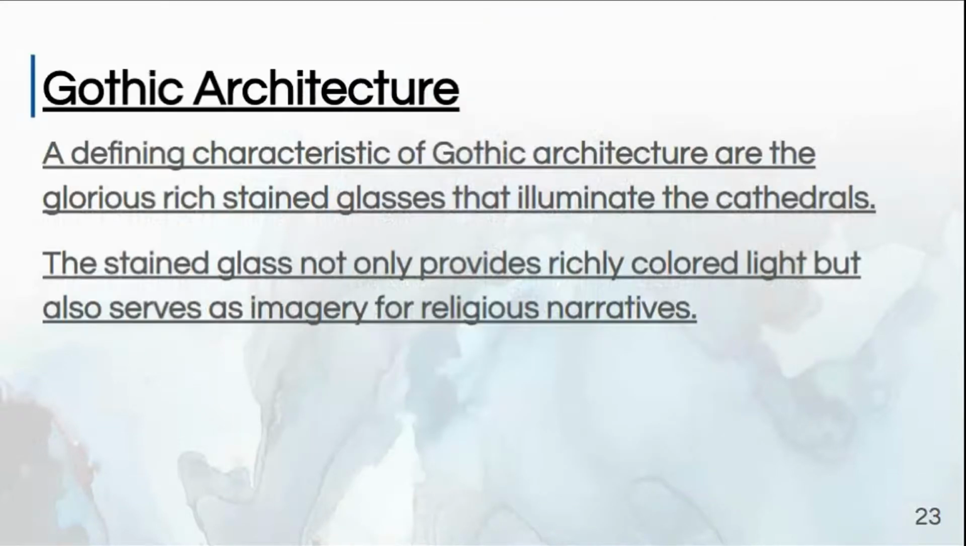So we've talked about ribbed vaulting, we've talked about flying buttresses, but really, Gothic architecture is all about the stained glass. And you need the flying buttresses and you need the ribbed vaulting in order to have this amazing amount of beautiful stained glass that exists in Gothic architecture. So it does a couple of things. It provides this beautiful, richly colored light, but it also serves as a vehicle for religious narrative. Again, people can't read. We have to tell them with pictures and stories, just like we do with little kids.